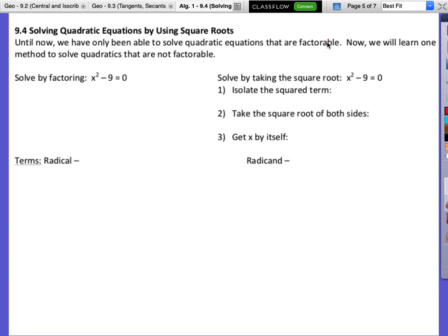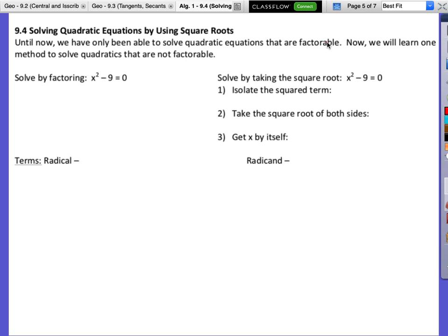Let's look at 9.4 now. So flipping your notes to 9.4, third page in. Okay, solving quadratic equations by using square roots.